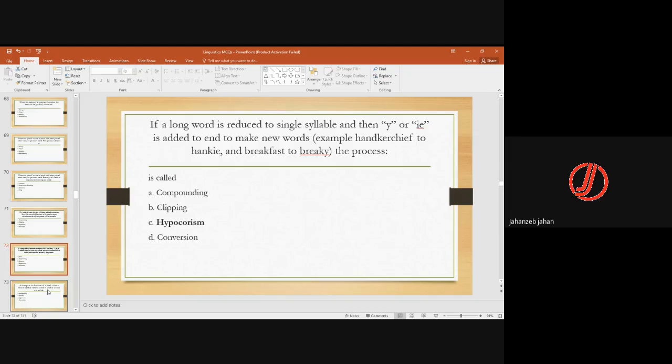If a long word is reduced to a single syllable and then Y or E is added to the end to make the word, for example, handkerchief को hanky कह दिया, breakfast को breaky कह दिया. So this is called hypocorism.